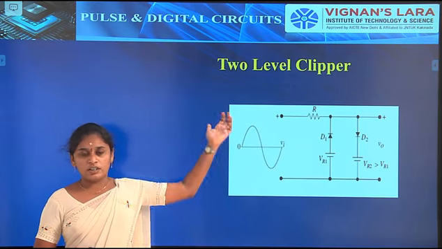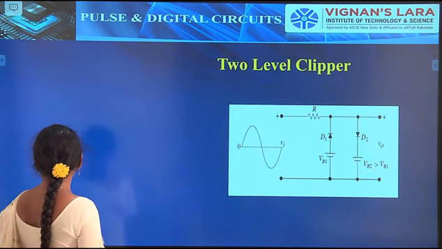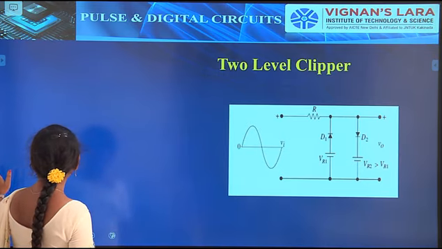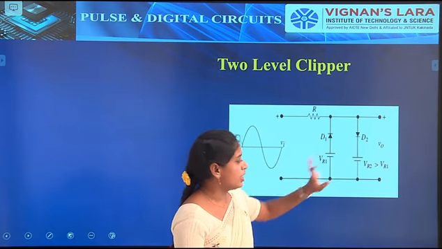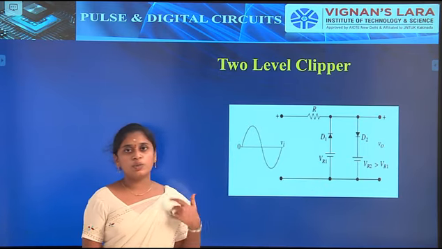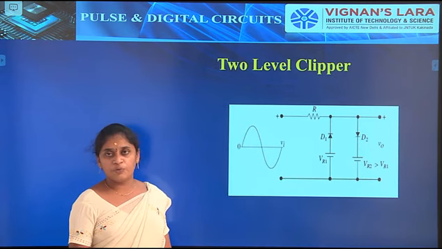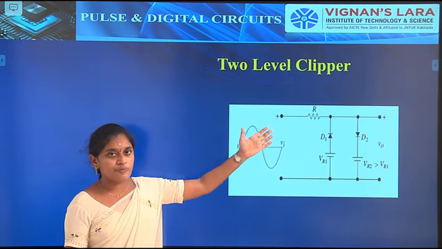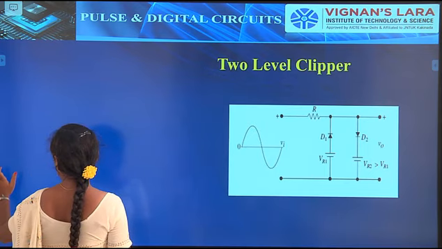One type of two level clipper: here we use two diodes, D1 and D2, and two reference voltages, VR1 and VR2. Here I am telling about the two conditions. This is case 1. What happens when this type of clipper performs? When this type of reference signal is given to the diodes, what is the output condition? We have to check.